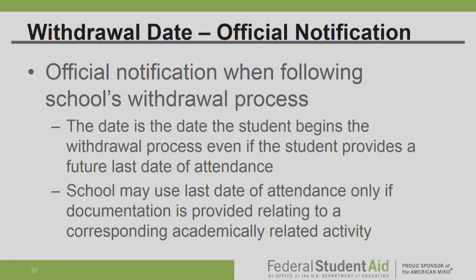All right. Now, you may, though, use a last day of attendance. However, if documentation is provided that corresponds to an academically related activity, and I'll talk about that later on. So I have an official withdrawal, my student began the process this date. I may, though, if I do indeed have, maybe an assignment was turned in the following week, which is an academically related activity, I'm not required to, but I may use that as my withdrawal date. Okay? See the difference?